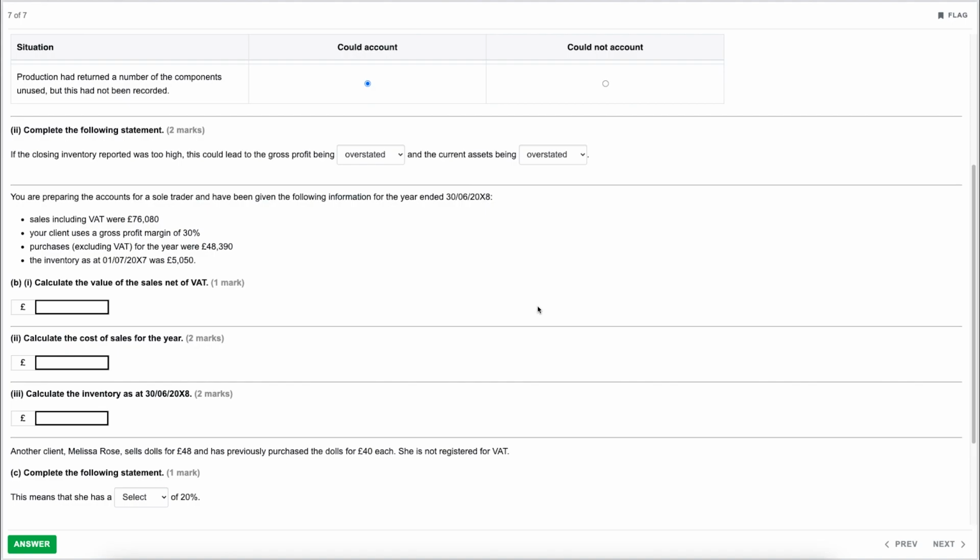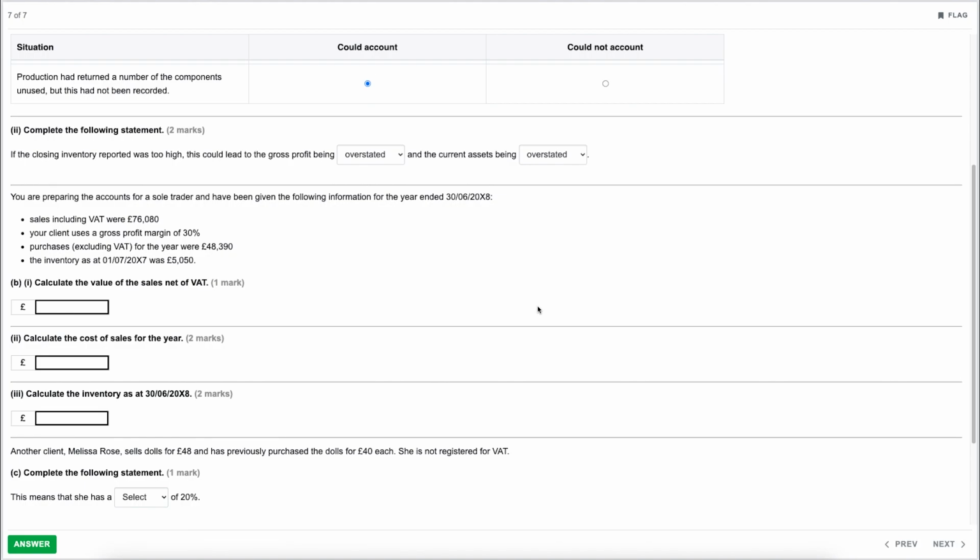So we've got sales including VAT was £76,080. Your client uses a gross profit margin of 30%. Purchases excluding VAT for the year were £48,390. And the inventory as at the 1st of July 2017, so this will be your opening inventory, was £5,050. Part B then, calculate the value of the sales net of VAT.